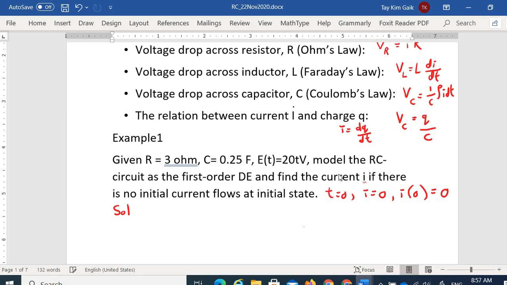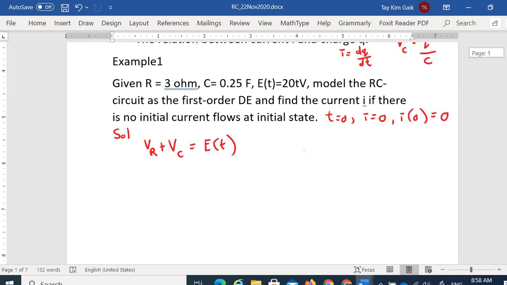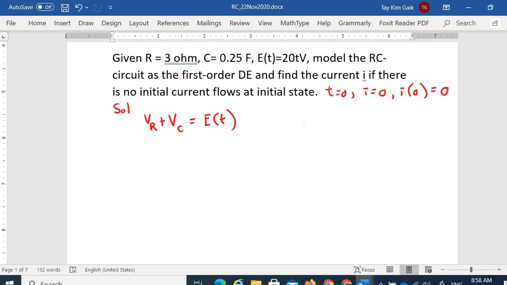First of all, we have to model it as a first order differential equation using Kirchhoff's voltage law here. So we have an RC circuit, so you have VR plus VC equal to E(t), because this is a series circuit. Then you know VR is IR. For VC, since we want to find current, we use 1 over C integral I dt equal to E(t). We want to find the I.